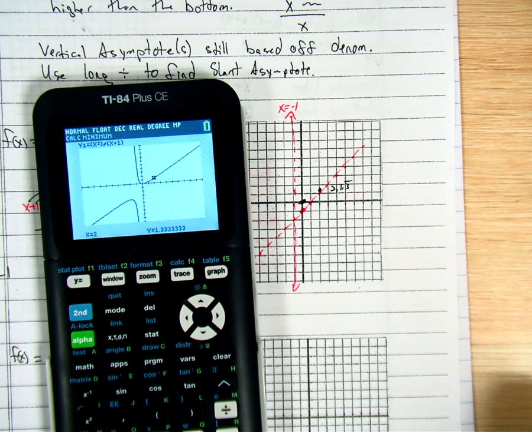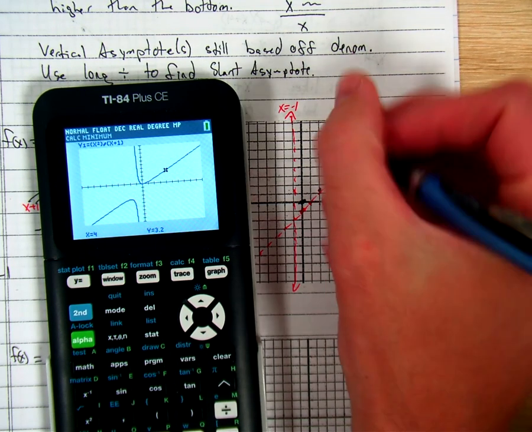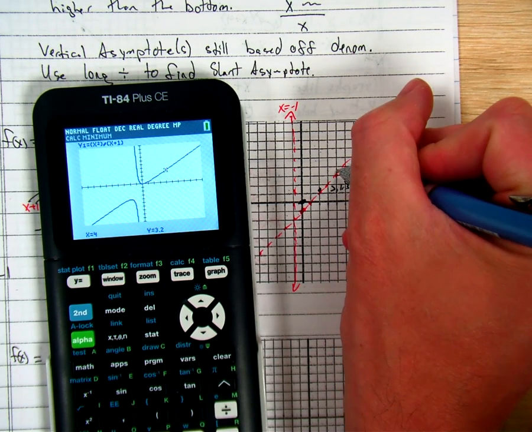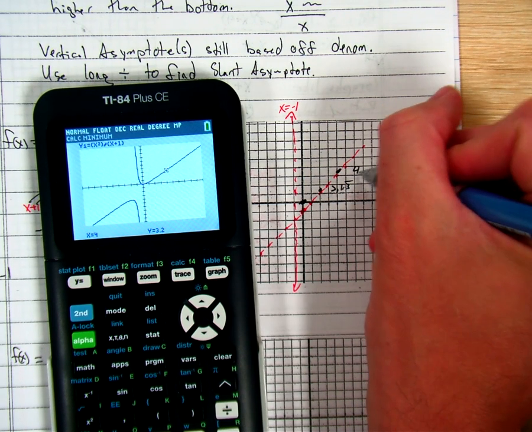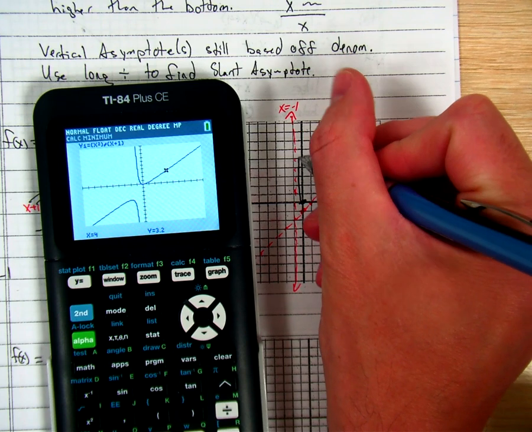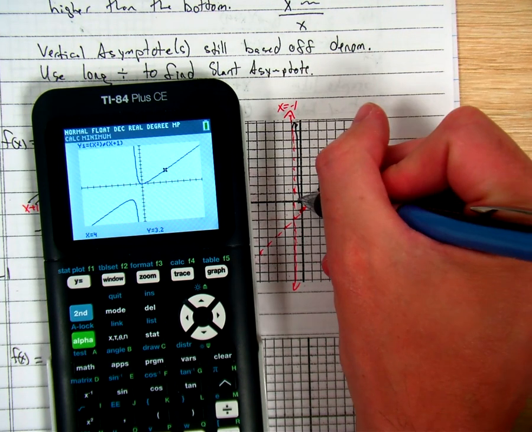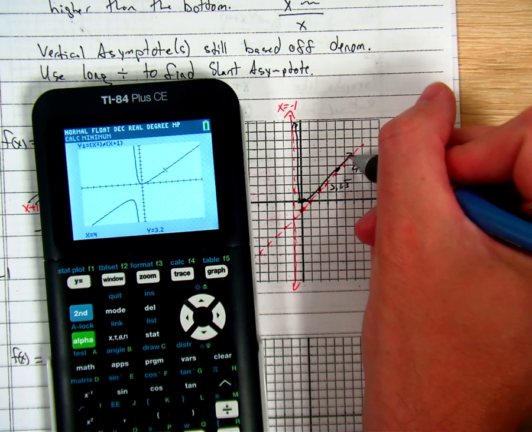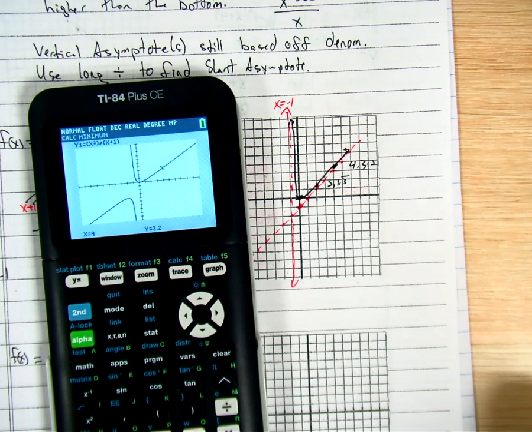1.3 repeating. And 4 is at 3.2. And this is basically going to go straight up, and this follows it right out. See how that's basically right on the line? Okay? Let's get that bottom piece.